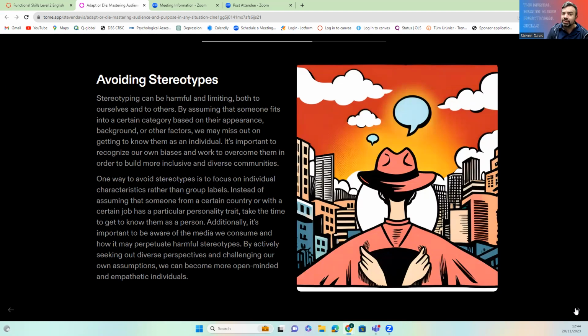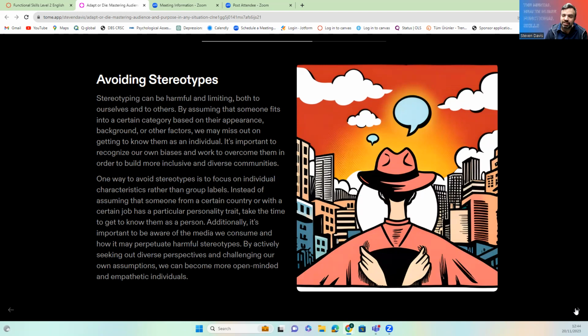Furthermore, you need to avoid stereotyping. Stereotyping can be harmful and limiting, both to ourselves and to others. By assuming that someone fits into a certain category based on their appearance, background, or other factors, we may miss out on getting to know an individual. It's important to recognize your own biases and work to overcome them in order to build more inclusive and diverse communities. One way to avoid stereotyping is to focus on individuals' characteristics rather than a group label.